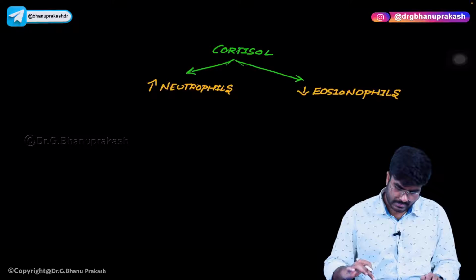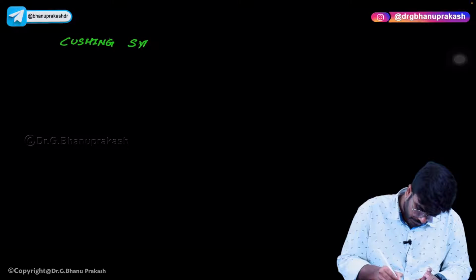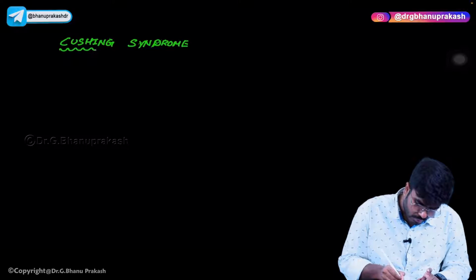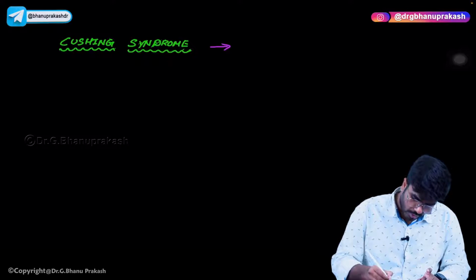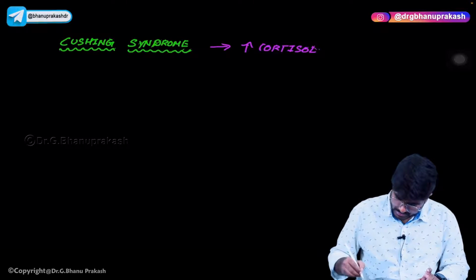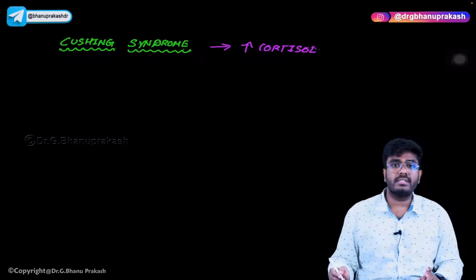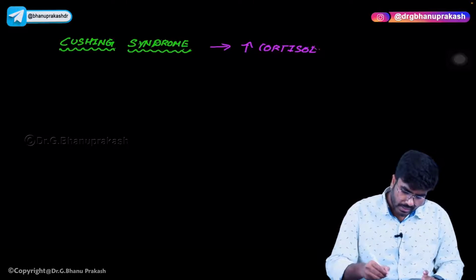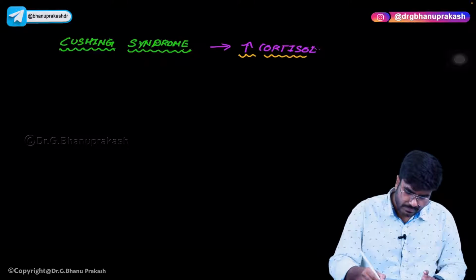After this, let's discuss the clinical features in a patient who is suffering with Cushing syndrome. What exactly is Cushing syndrome, guys? Cushing syndrome is a condition where there is an excessive amount of cortisol. Why there is increased cortisol or increased glucocorticoids, we will discuss in the next slide. But increased cortisol will cause Cushing syndrome.